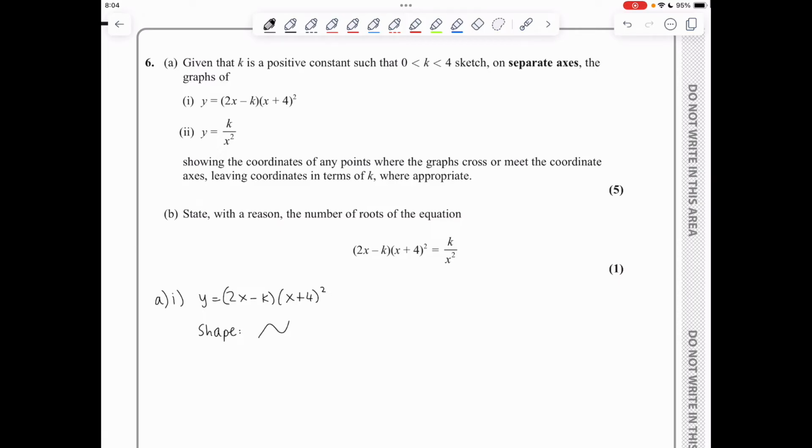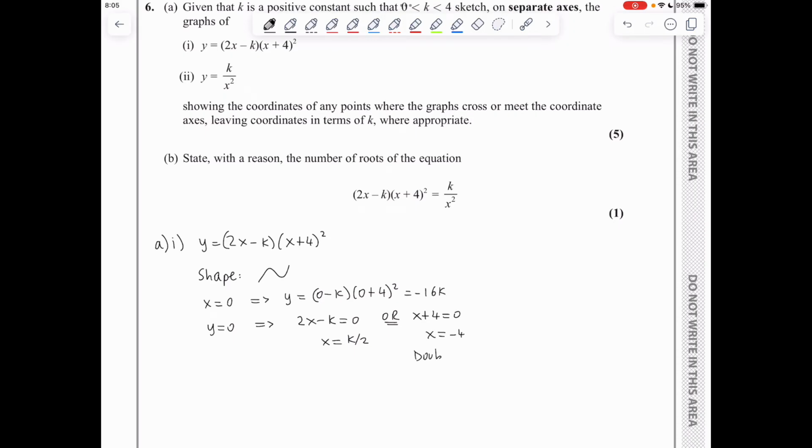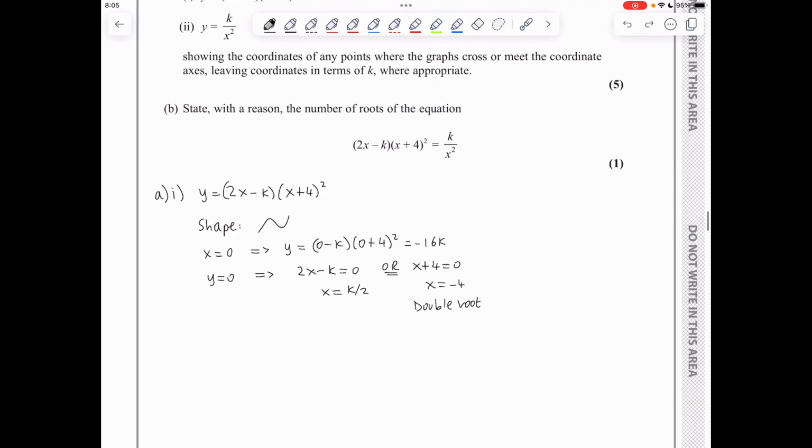We can also find the cuts on the axis. If we put x to be 0, we get y is (0 minus k) times (0 plus 4) squared, and this gives an answer of minus 16k. So we are cutting the y-axis on the negatives. If we put y to be 0, we get that 2x minus k is 0, or that x plus 4 is 0, which means that x is k over 2, or x is negative 4, and we observe that the negative 4 is indeed a double root, and this gives us enough information to sketch the curve.